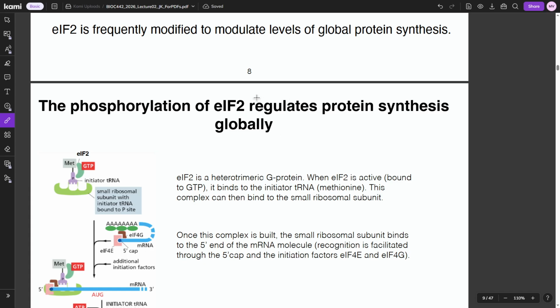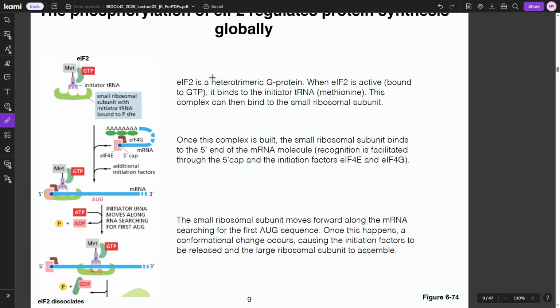Again, we talked about this. EIF2 is actually a trimeric G protein, so it has an alpha, beta, gamma subunit. When EIF2 is active, it's bound to GTP, and then it binds to the tRNA, right, this thing.